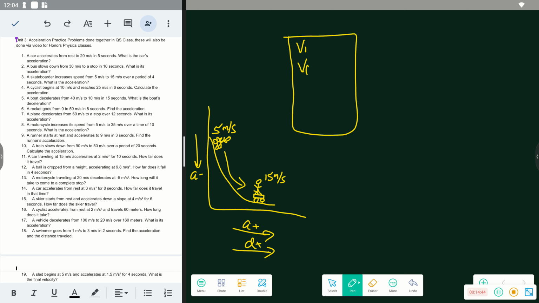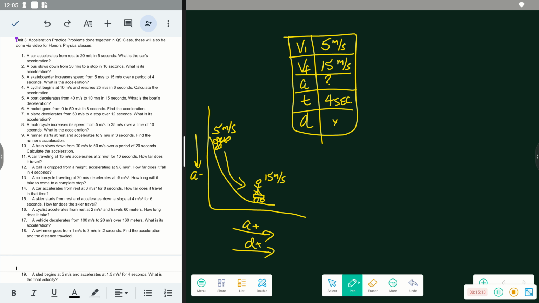VI, VF, A, T, D. So initial velocity, 5 meters per second. Final velocity, 15 meters per second. Acceleration, what we have to solve for. Time, 4 seconds in the problem. Distance, or displacement, we don't have it.